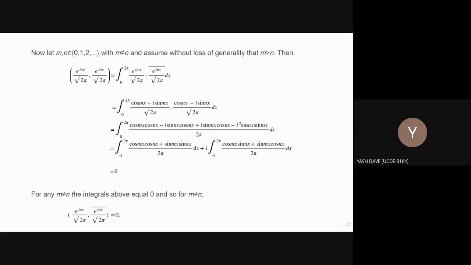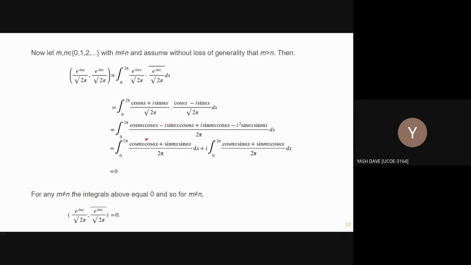Then the function e raised to i mx by root 2 pi, comma, e raised to i nx by root 2 pi, equals the integral from 0 to 2 pi of e raised to i mx by root 2 pi into the conjugate of e raised to i nx by root 2 pi, dx. Further, e raised to i theta equals cos theta + i sin theta. So we will get the integral from 0 to 2 pi of (cos mx + i sin mx)/root 2 pi into (cos nx - i sin nx)/root 2 pi dx.